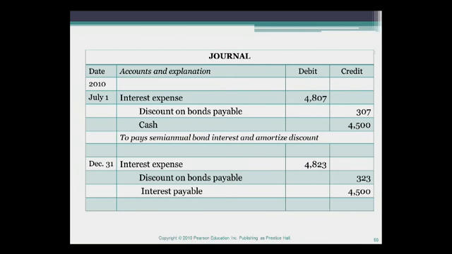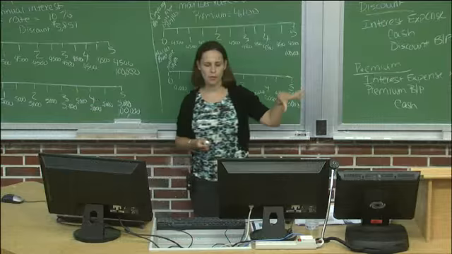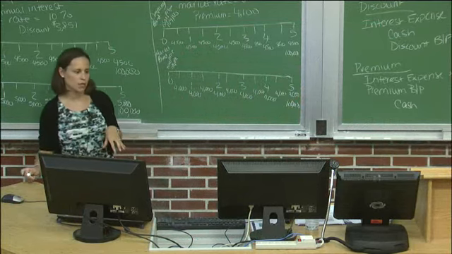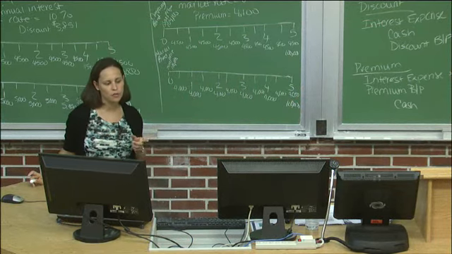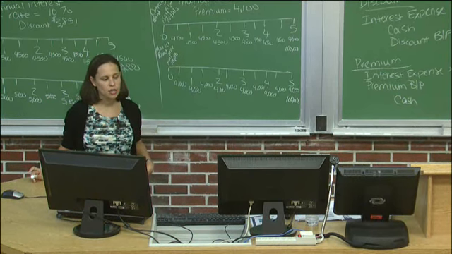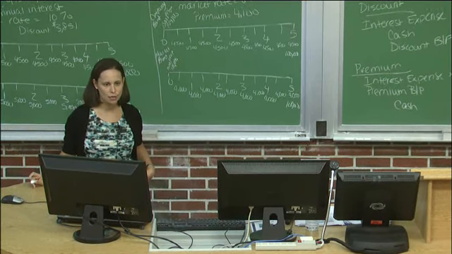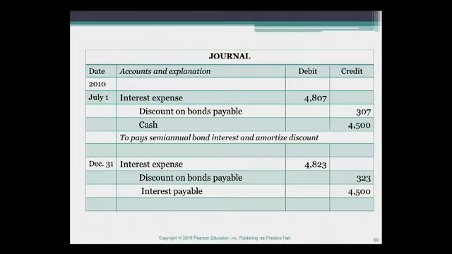Why did the amount of interest expense increase from the first interest period to the second interest period? See, interest expense went from $4,807 to $4,823. Because the carrying value increased. Remember, carrying value is your outstanding liability. Just like any other note or any amount of money that is borrowed, your interest is based on what your outstanding liability is. Okay, so that's why it increased. Since your carrying value increased, your interest expense increased.